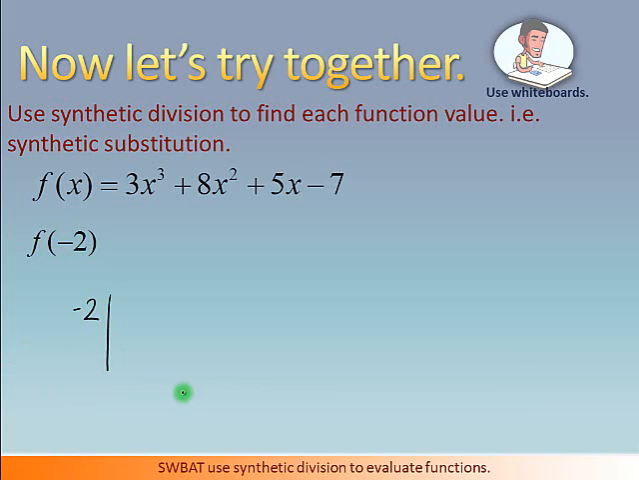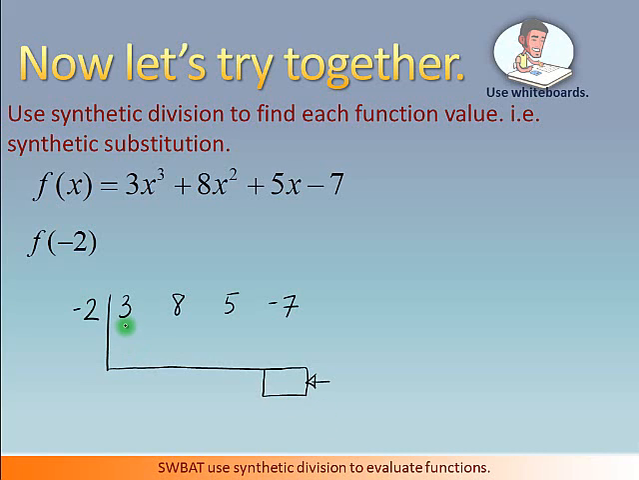Then we're going to draw an L, and we have to think before we start writing if there's any missing terms. In this case, there are no missing terms. I have an x to the third, an x squared, an x, and a constant. So we're going to write just the coefficients, 3, 8, 5, and -7. And then this last value here is going to be our answer. That's going to be the function at -2.